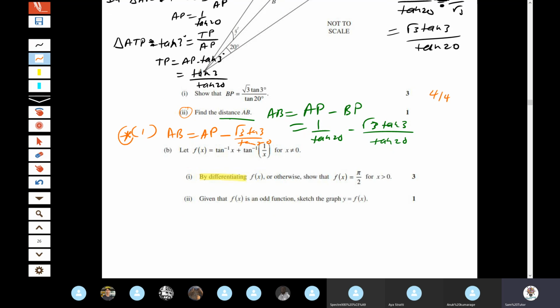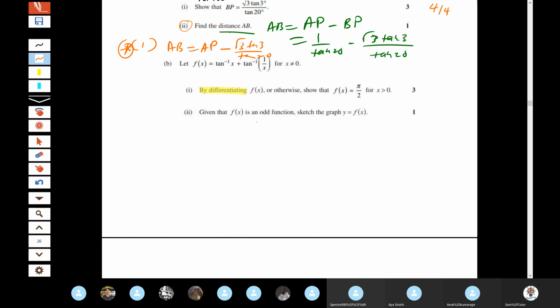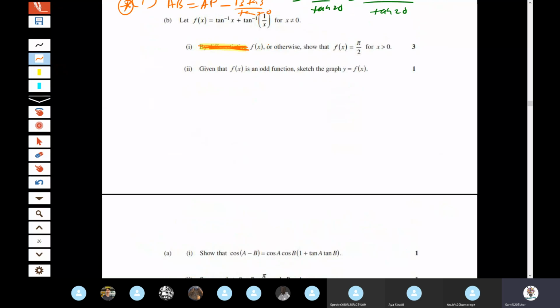That you can't forget. All right. Let f of x... you can't do that, so you've got to do it the other way. That's why it's crossed out for now. You can't do differentiating until next year. Let f of x be this. Show f of x equals pi on 2.